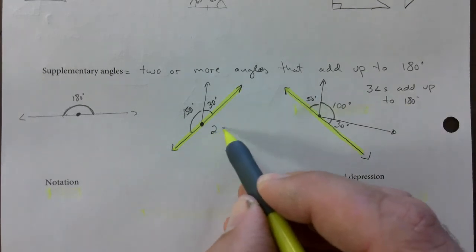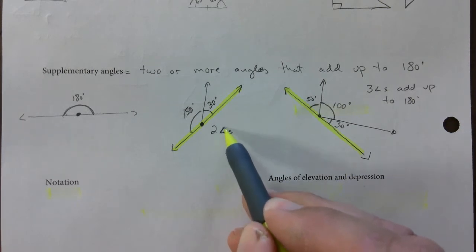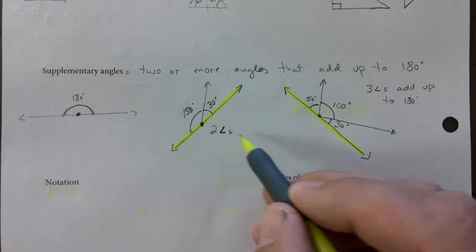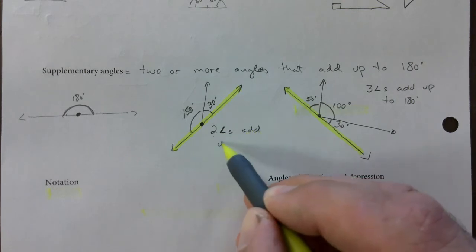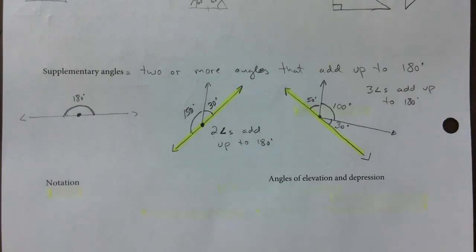Here you can say two angles. That's an angle symbol, by the way, this here. And it's just an S, right? So two angles add up to 180. So it doesn't necessarily only have to be two angles. Any combination of angles that add up to 180 are called supplementary. Got it? If I add them up and they add up to 180, it's supplementary.